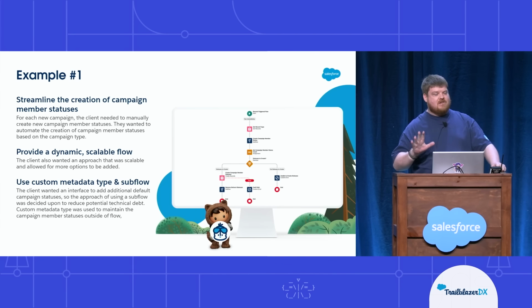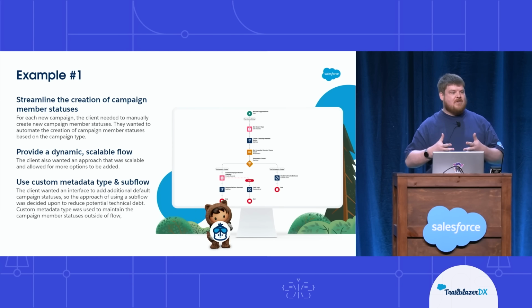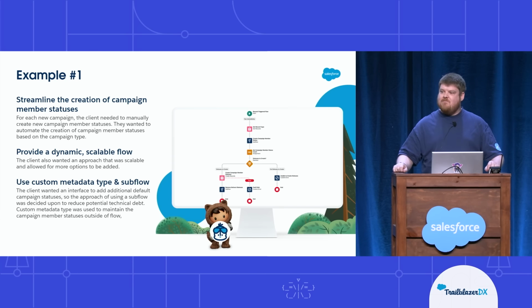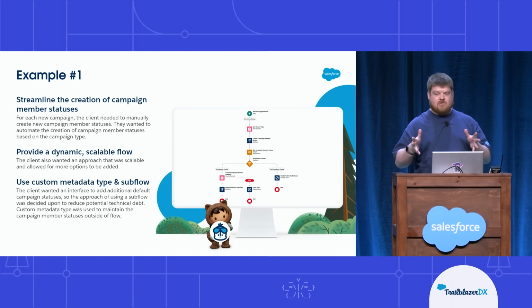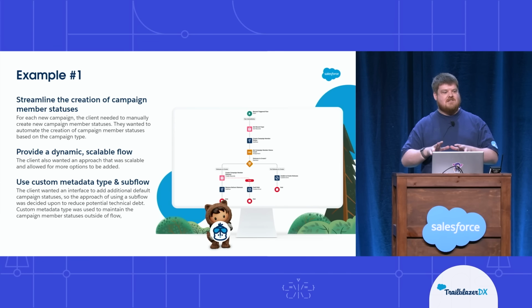And the particular context for this flow was a client came to me who's a non-profit client and came with the struggle of going, we have to create campaign member statuses for every single campaign. Can we have a way where this is automated? So for those who maybe don't know, campaign member statuses is a sort of hidden object in Salesforce, where you have to create individual records for each campaign that you do.